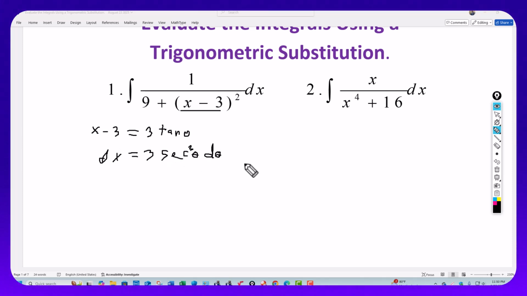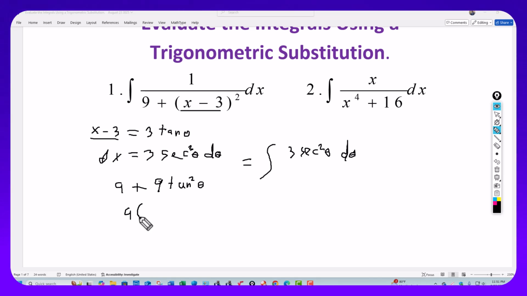So in my substitution here, going to the variable theta now, this gives me the integral of 1 dx, where dx is going to be 3 secant squared theta d theta. In the denominator, I'm going to have 9 plus x minus 3 squared, and that would be the same thing as 3 tangent theta squared. So this would give me 9 plus 9 tangent squared theta. Factor out the 9 here, that gives me 1 plus tangent squared theta.